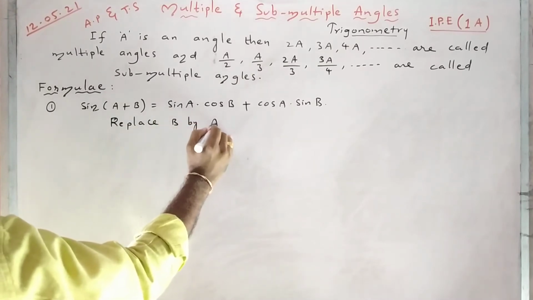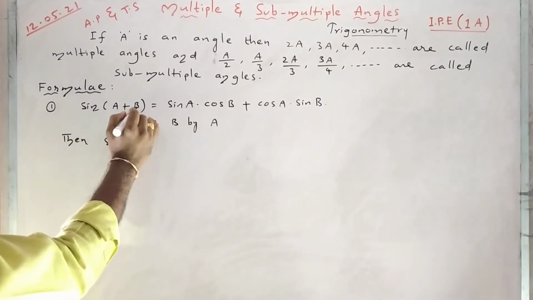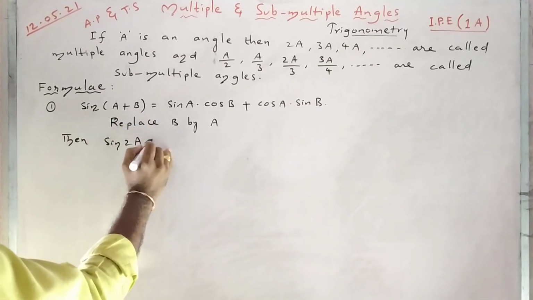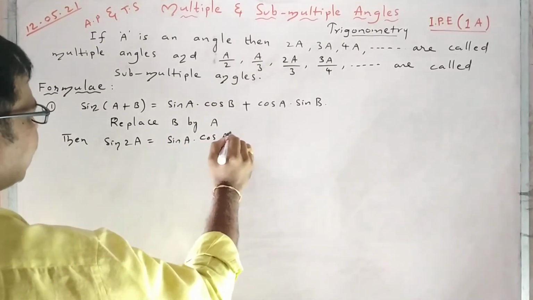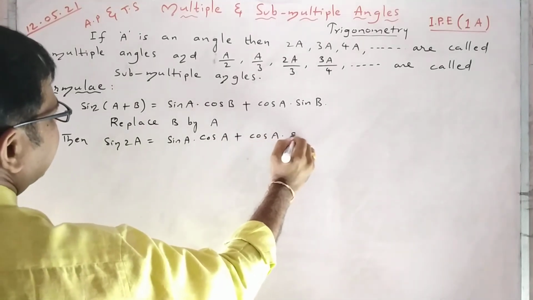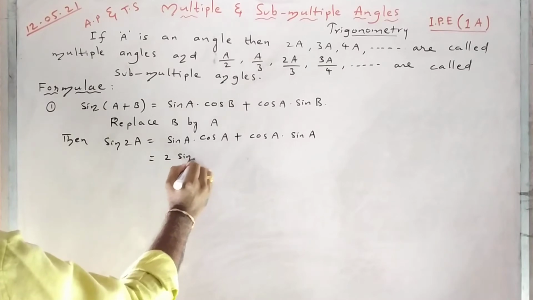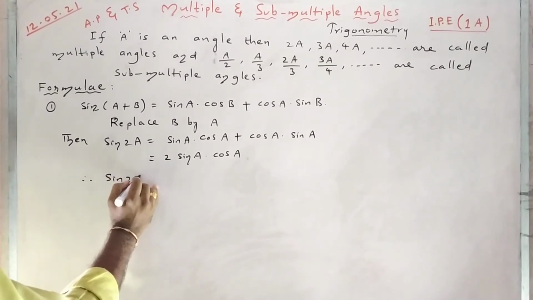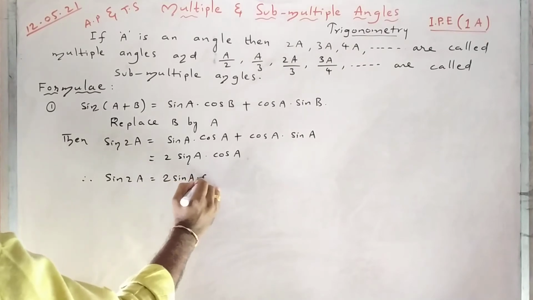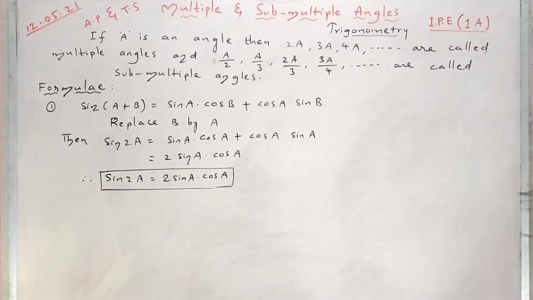Now, in the place of B, replace B by A. Then what will you get? Sin of A plus A, that is sin 2A, equals sin A cos A plus cos A sin A, since in the place of B I am writing A. So what will you get? 2 sin A cos A. So what is the formula for sin 2A? 2 sin A cos A. Very useful formula, right? This is the first formula.